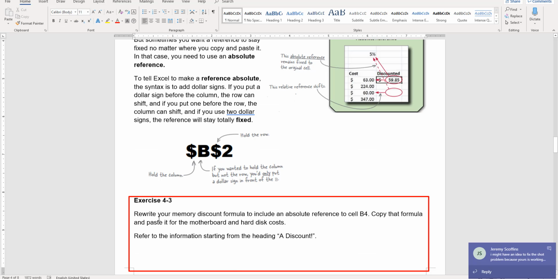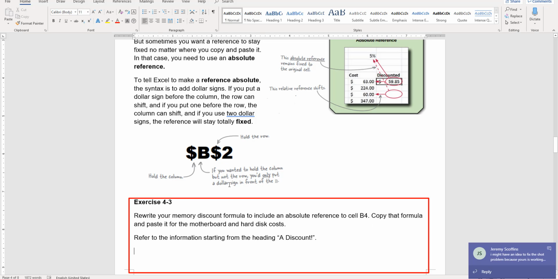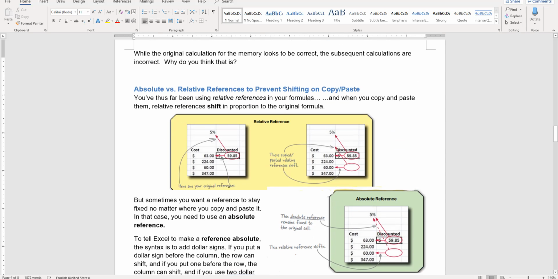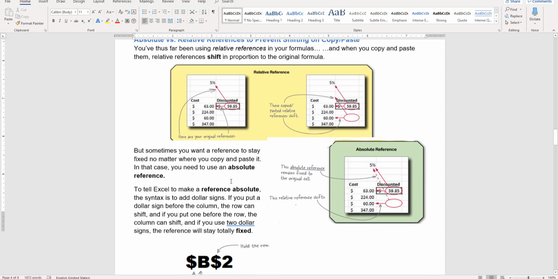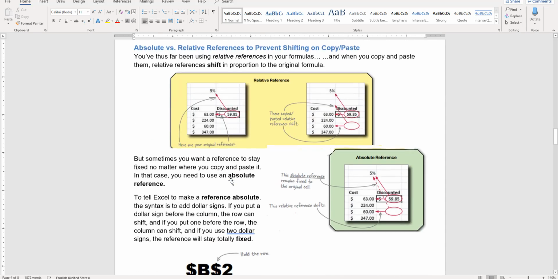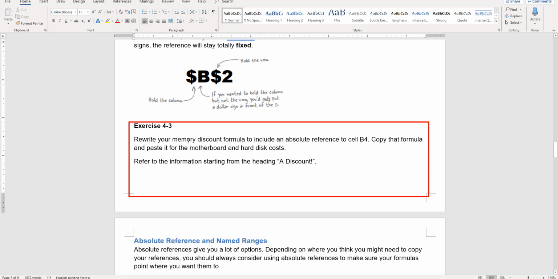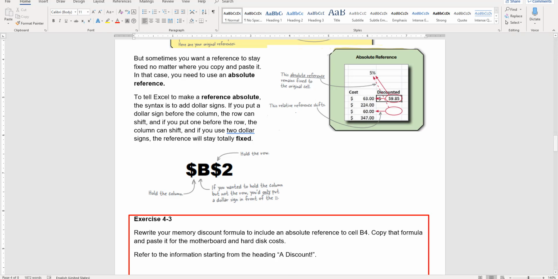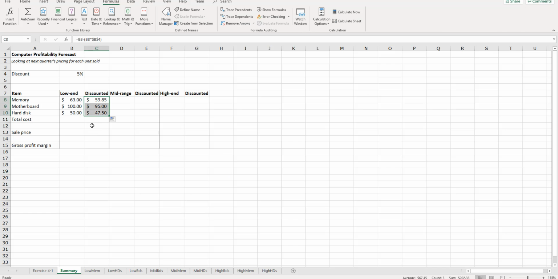Okay, so, oops, yeah. So that, yes, sorry, I'm getting myself confused here. So let me just make sure that was the minimum. Yes. So rewrite your memory discount formula to include the absolute reference as we said. Copy that formula and paste it in the motherboard and discuss. Okay, and then just sort of finish up that thing here too with the total cost. The sale price would be the same, and then you can check out the better profit margin.